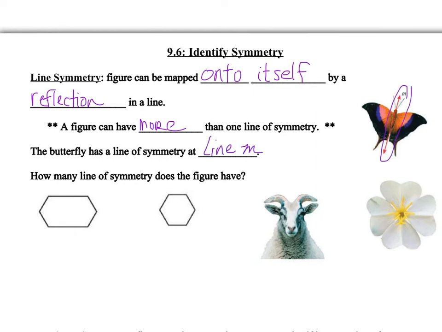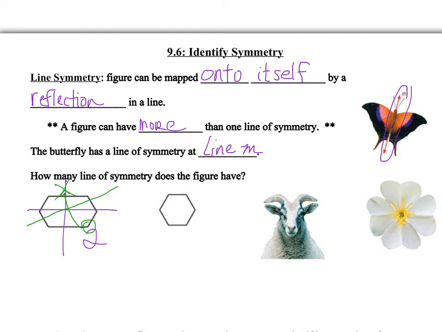So one thing you're going to be asked is how many lines of symmetry does the figure have? So in this first one, you just have to draw them. So we'd have one right there, two, and that would be it. Because if we did draw a line like this, this point wouldn't be mapped onto the other one on the other side. It does not match up like that.